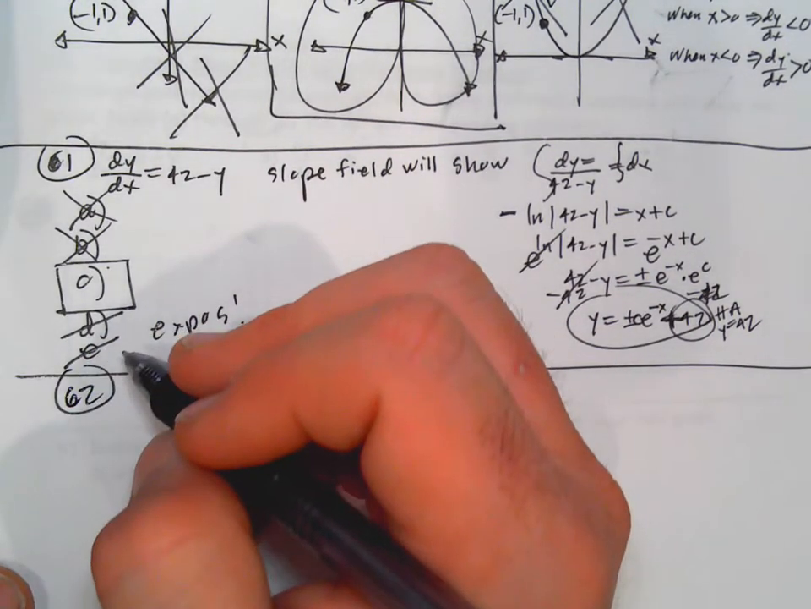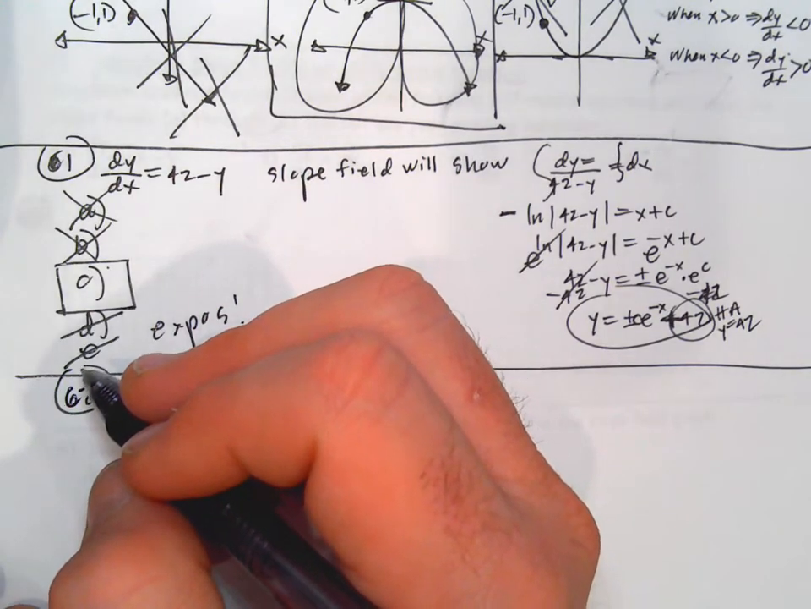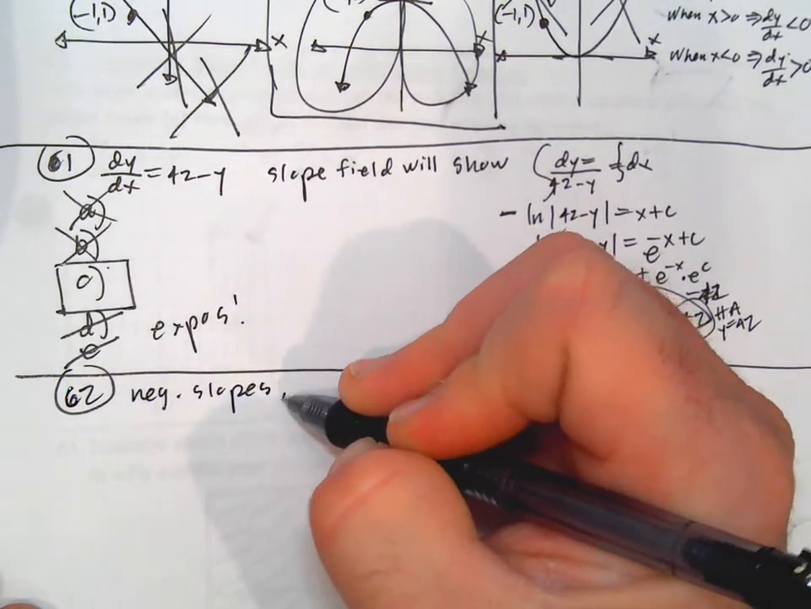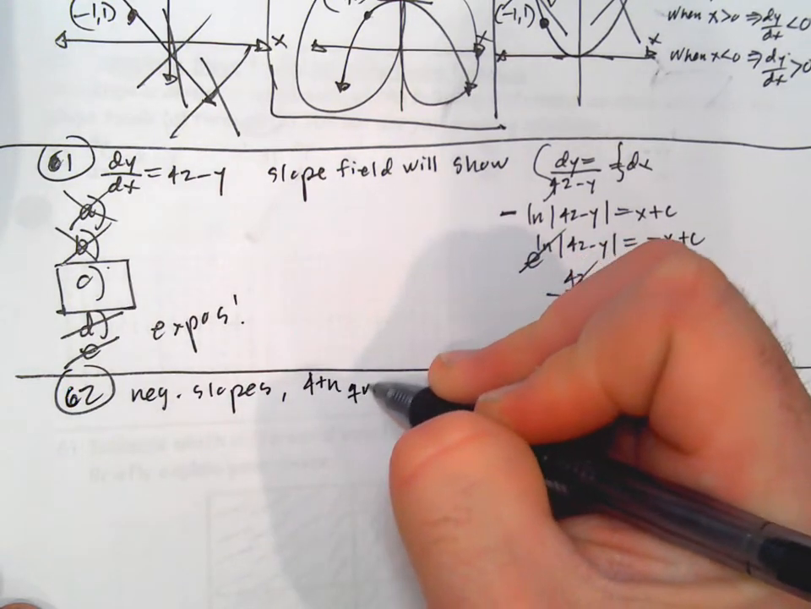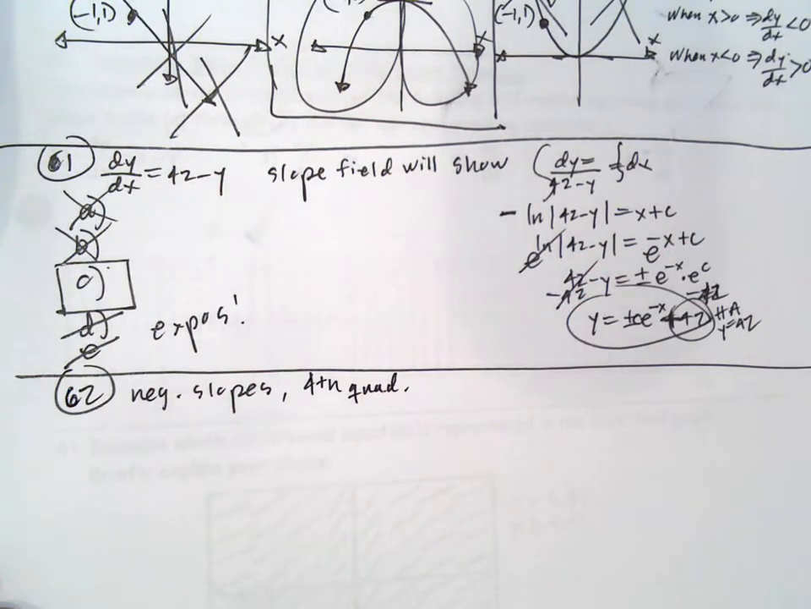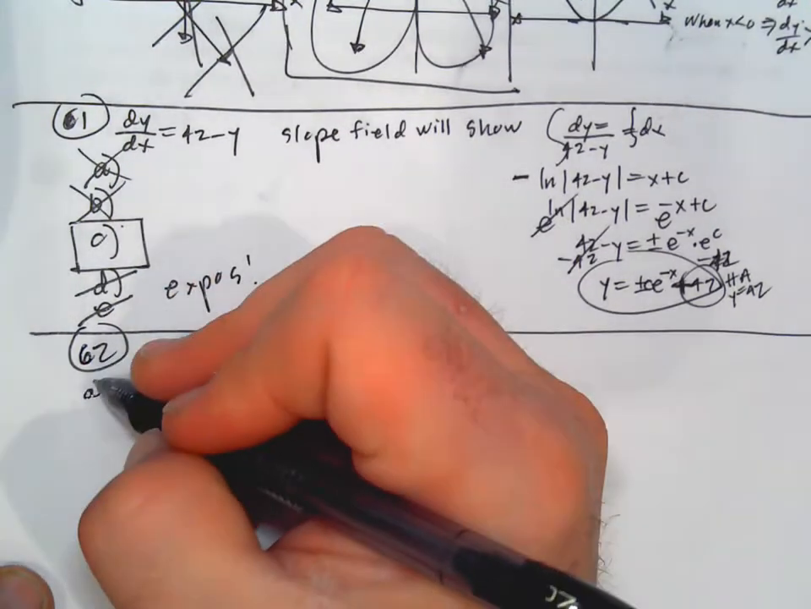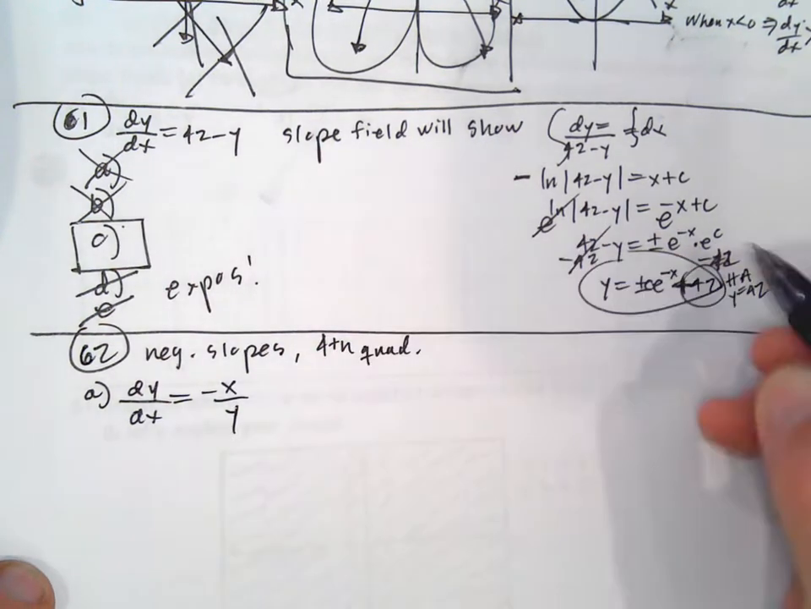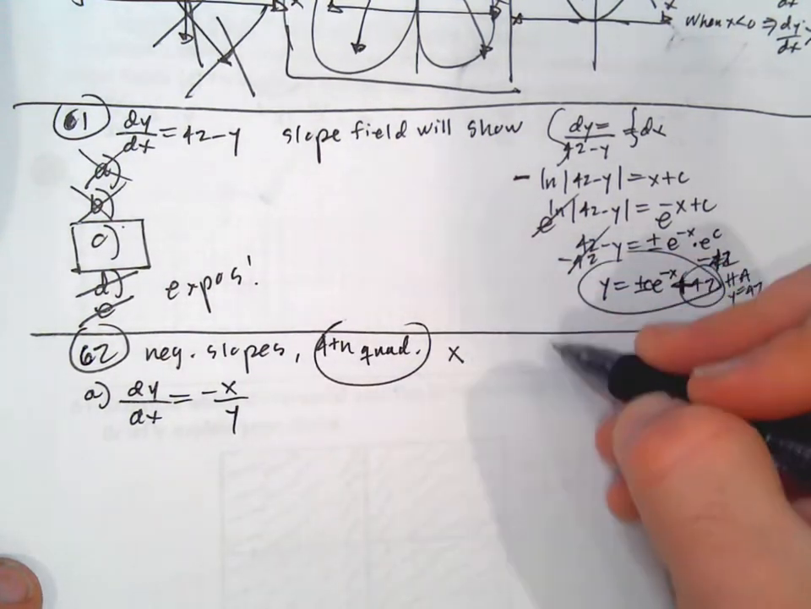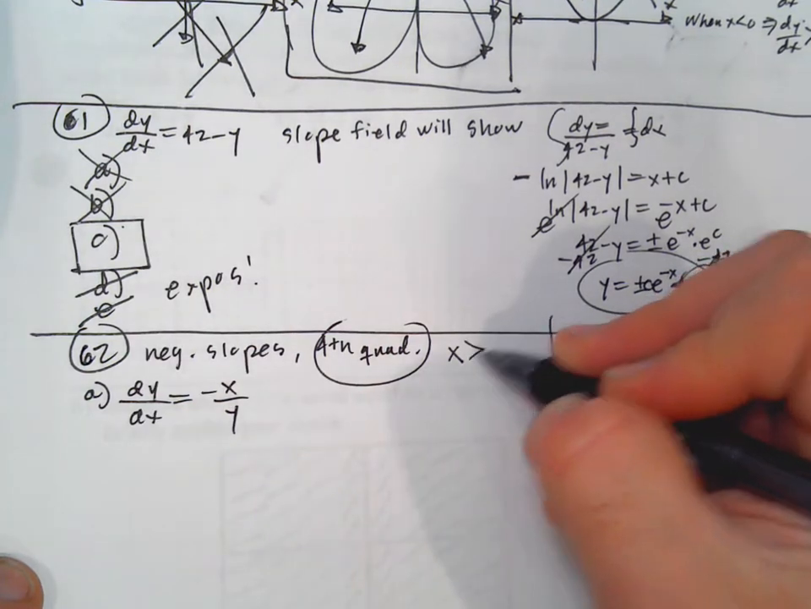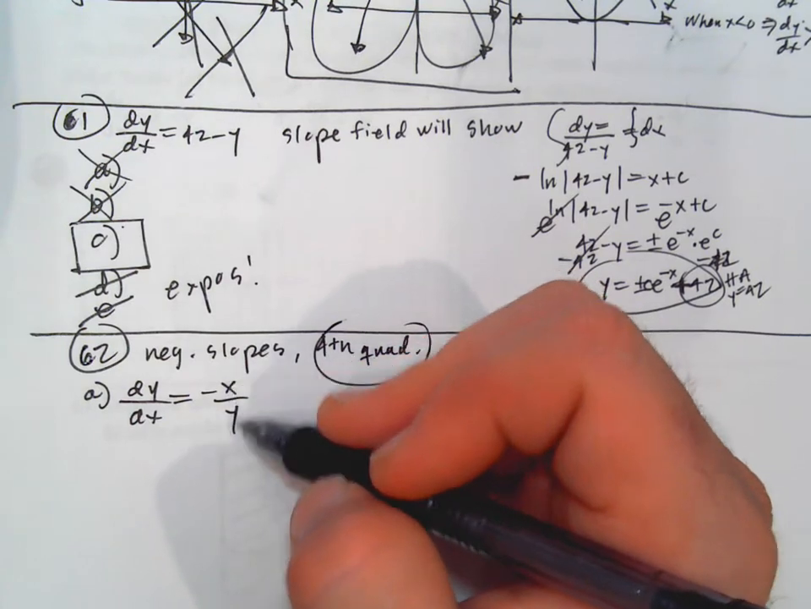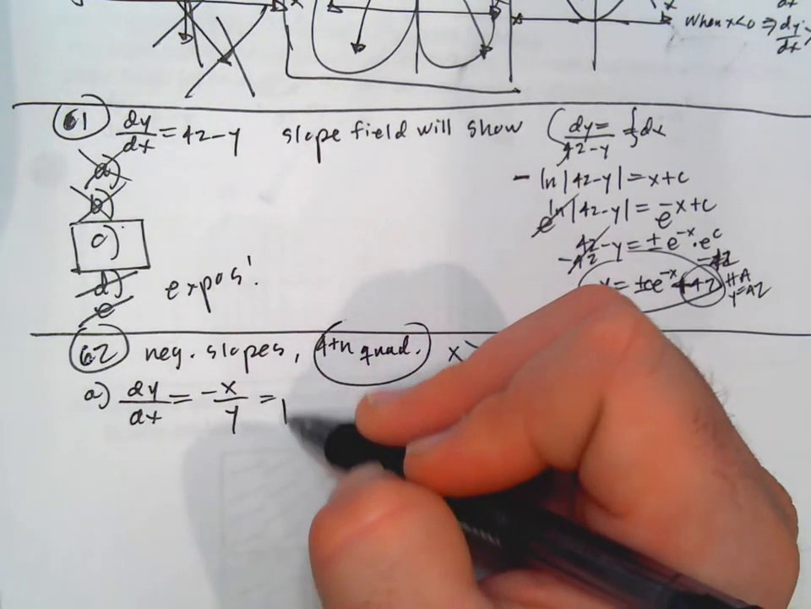62 says, for which of the following differential equations will the slope field show nothing but negative slopes in the fourth quadrant? Now, it doesn't say it can't be negative other places, but it says only negative slopes in the fourth quadrant. So A is dy/dx equals negative x over y. Now, this is the fourth quadrant: x is positive, y is negative, right? So if you put positive x's, negative y's, this is going to equal positive no matter what.